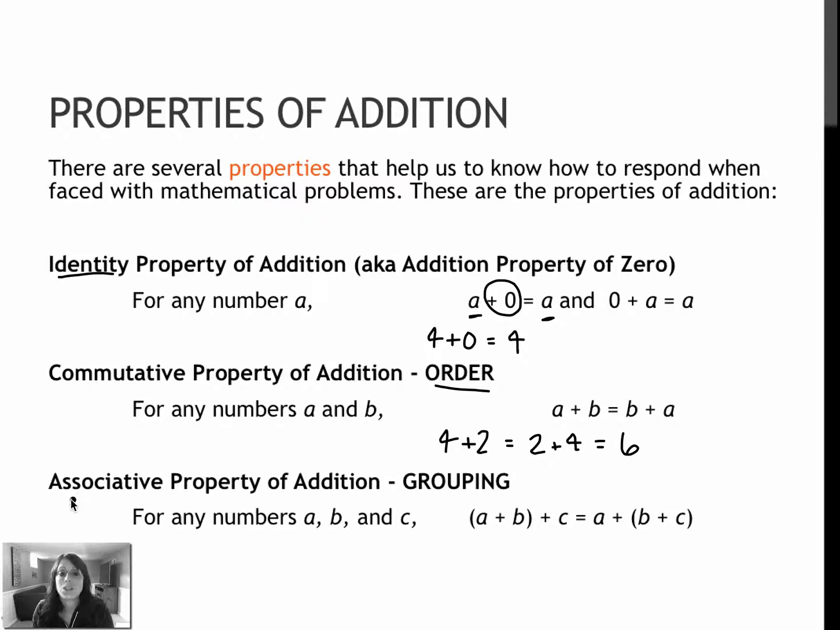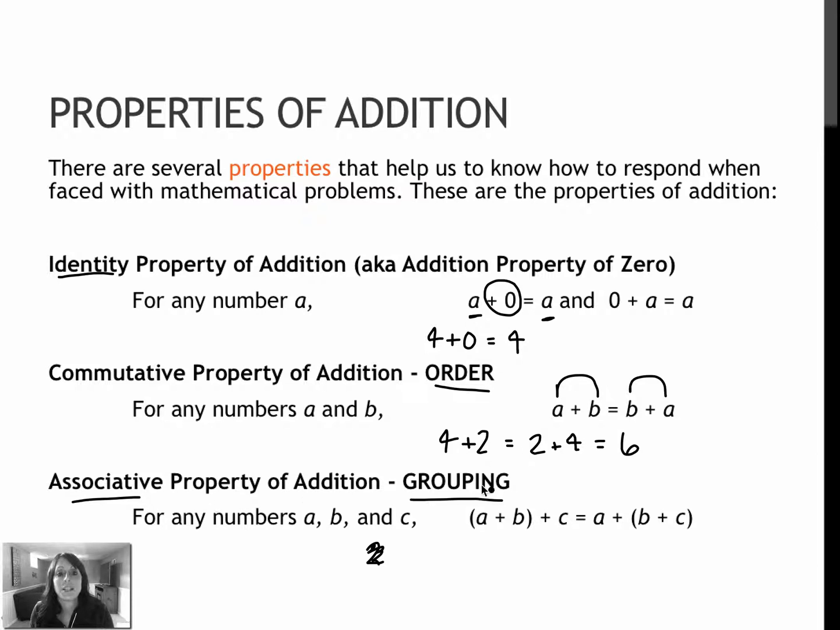And the last property of addition that we will learn today is the associative property of addition. And associative has everything to do with grouping. So I always remember that you associate with a group of people, so associative, grouping, whereas commutative has to do with order. I remember that by saying if you're commuting to work, then you're going from home to work or work to home, and it's the same distance.